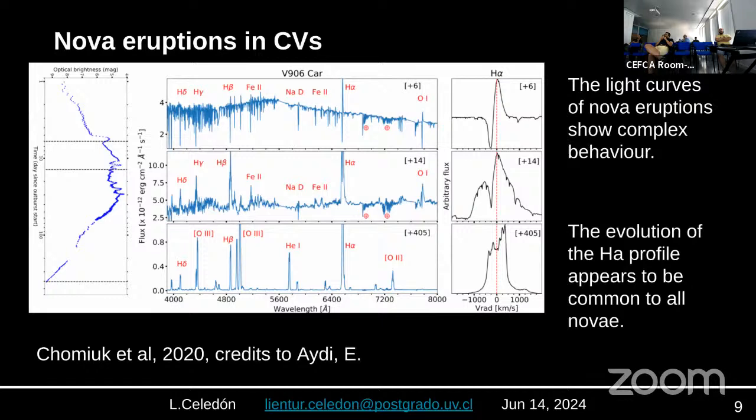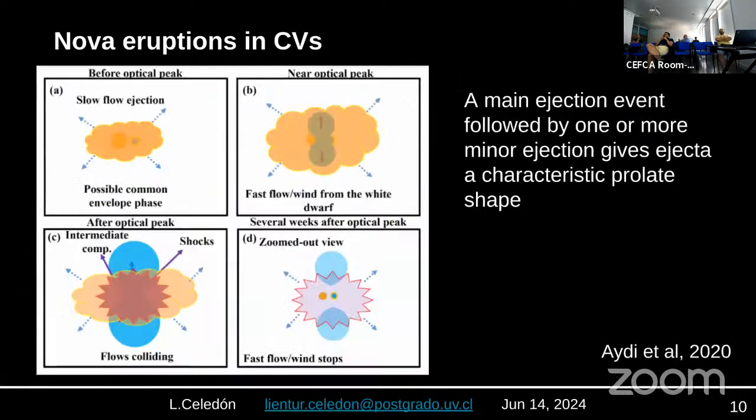Many months after the eruption, the system can reach the nebular stage, where the spectrum is dominated only by emission lines, with no continuum at all. And the hydrogen profile also no longer shows the P Cygni profile, and only shows the dome component that started to appear at this phase. This is just one example, but this behavior, particularly in hydrogen alpha, has been observed in many systems. So it was proposed by these authors that this is a common phenomenon in nova eruptions.